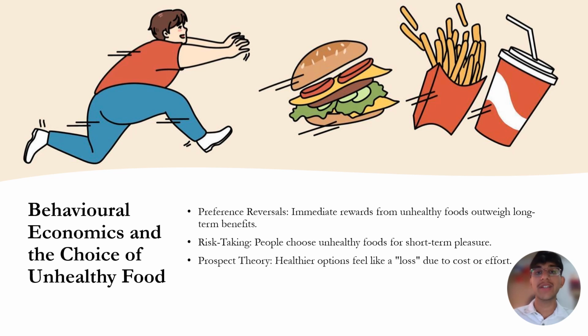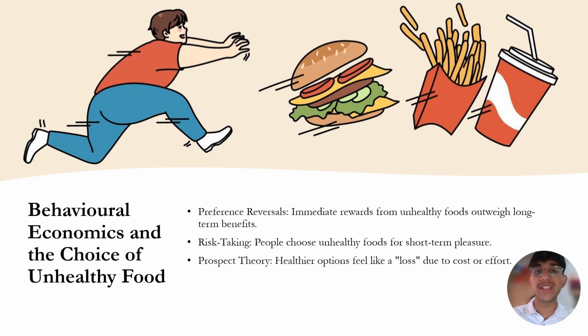Behavioral economics helps explain why individuals choose unhealthy food options despite a preference for healthier alternatives, with concepts like preference reversals and prospect theory. Unhealthy food choices often involve preference reversals, where people prioritize immediate gratification from eating tasty but unhealthy foods over the long-term benefits of healthier options. For example, a person might choose fast food because it provides immediate predictable payoffs like convenience, affordability, and taste. These short-term benefits are prioritized over the potential long-term health risks.